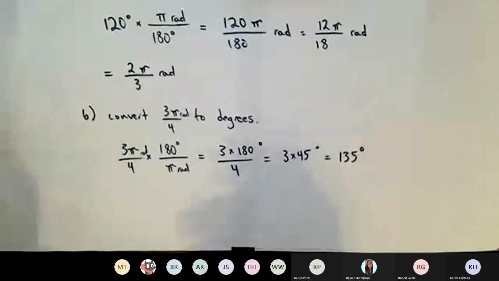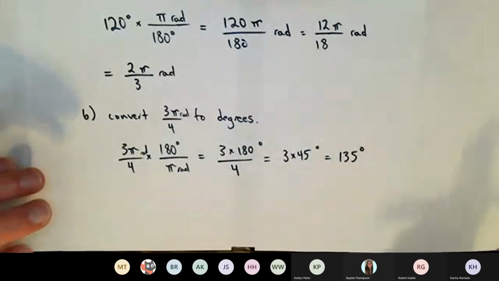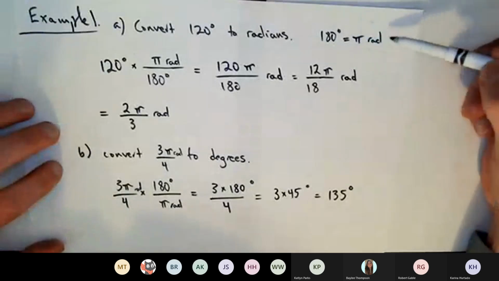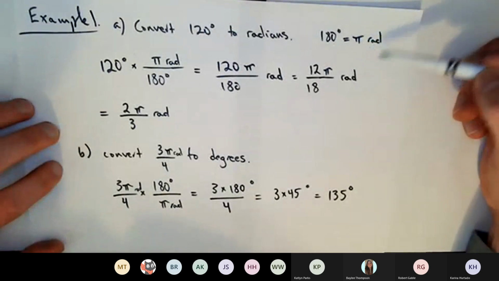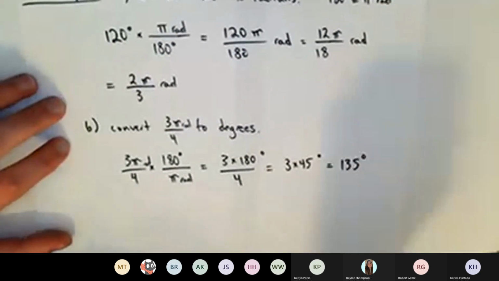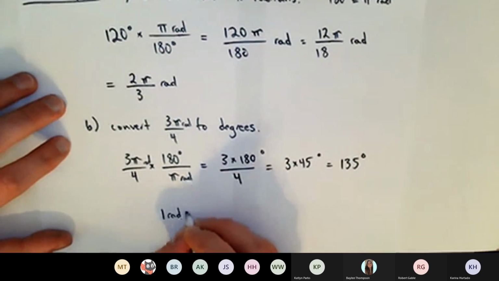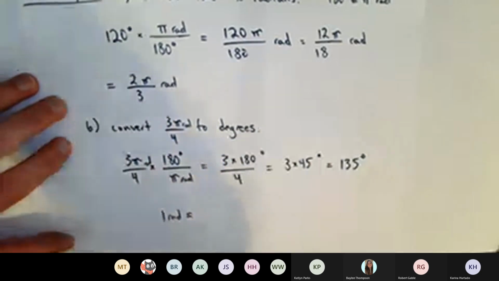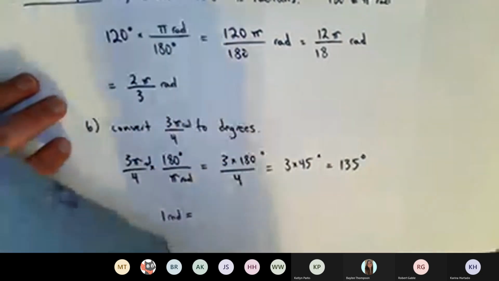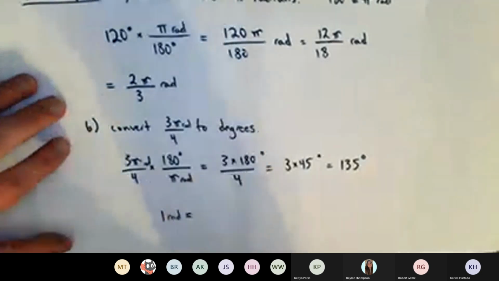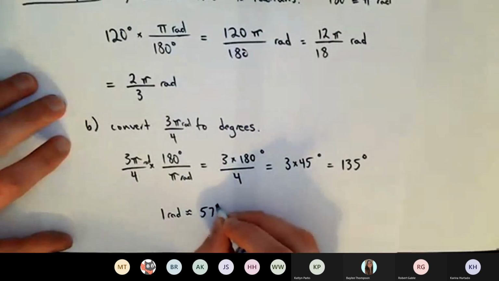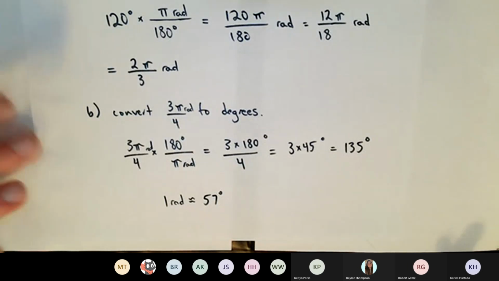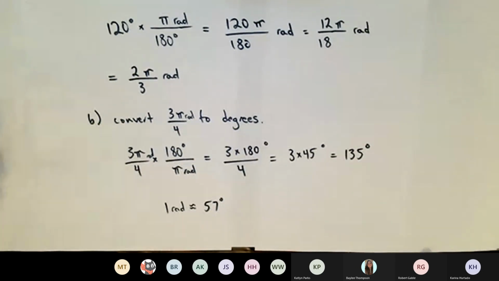So this should give you an idea for how big a radian is. Also, this kind of gives you an idea too. If a little bit more than 3 radians, 3.14 radians, is 180 degrees, then we can say one radian must be roughly less than 60 degrees. Let's see, can I tell you exactly? I'll give you some approximation. Roughly 57 degrees. So that kind of gives you an idea of how big a radian is.